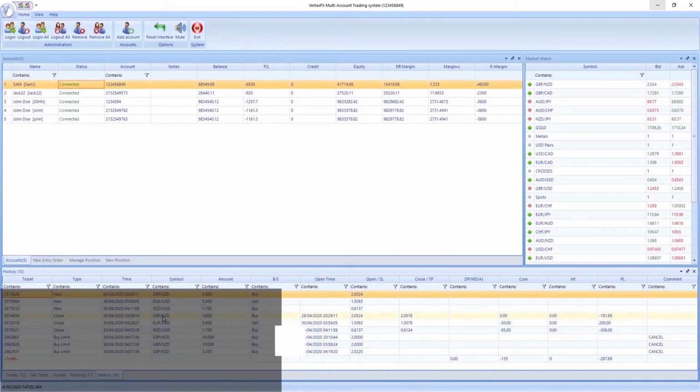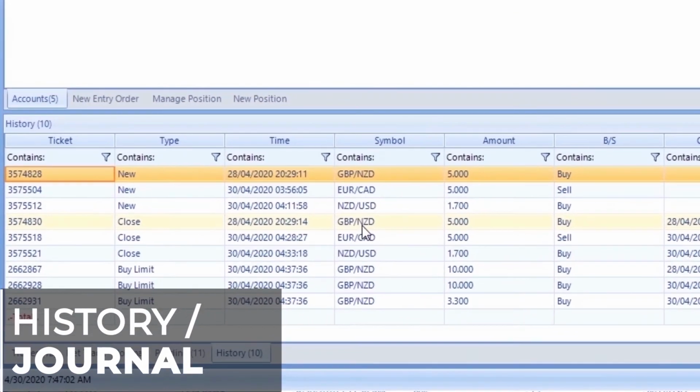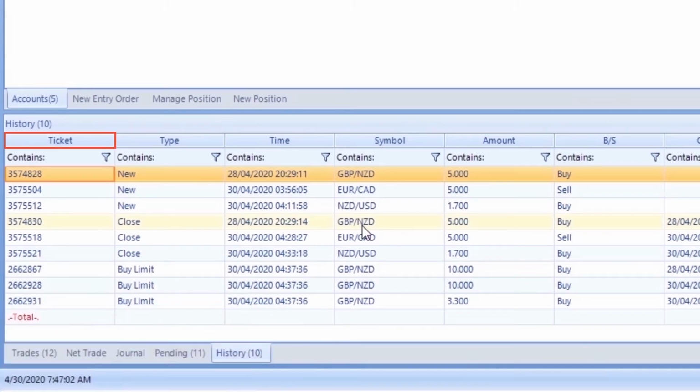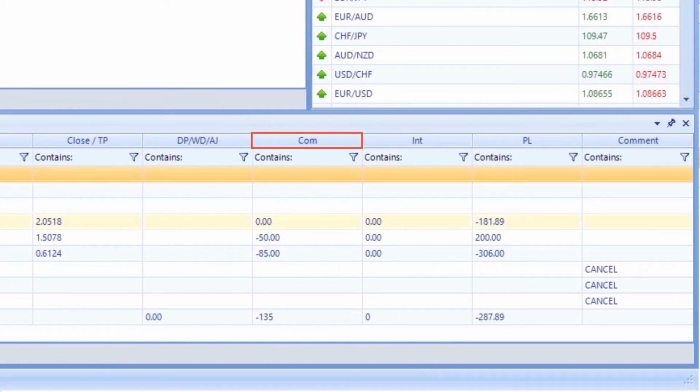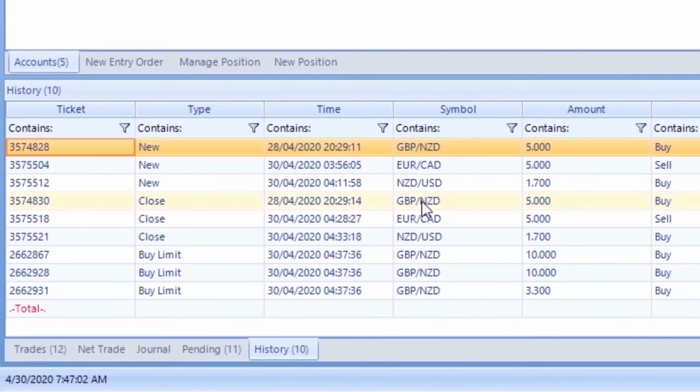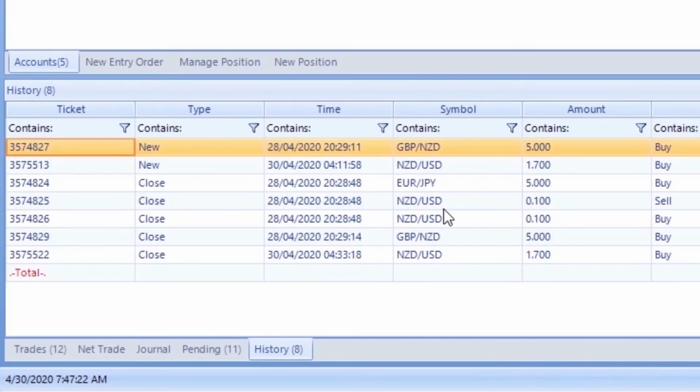History displays all the settled trades or transactions that occurred in the VertexFX eBroker with lots of important details such as ticket number, the type (new or close), the time, the symbol's name, the type (buy or sell), the amount, the opening time, stop loss or take profit, other transaction types like deposit, withdrawal, adjustment, the commission, the interest, the profit/loss and comments. You can filter the result by right-clicking, then selecting a period or making a custom period.